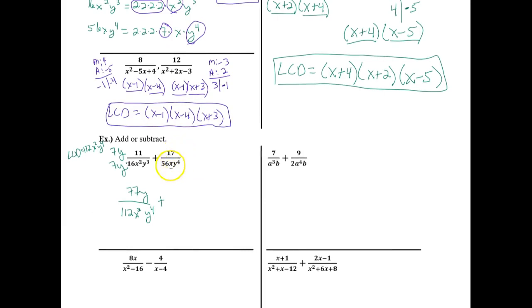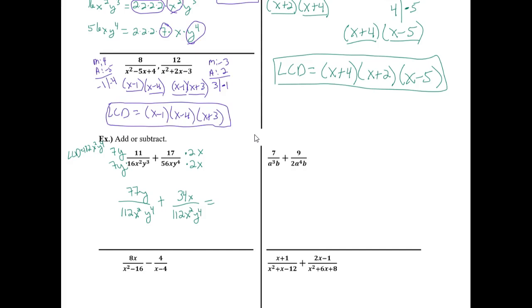Now this rational expression here on the right, I have 56. And the question is, how do I make 56 into 112? I have to multiply it by 2. Again, whatever I do in the denominator, I do the same thing to the numerator to keep it equivalent. And I need x squared, and I only have one x. So I have to multiply by an x as well. And then I already have the y to the fourth, so that's set. So 17 times 2x would be 34x over 112x squared y to the fourth.